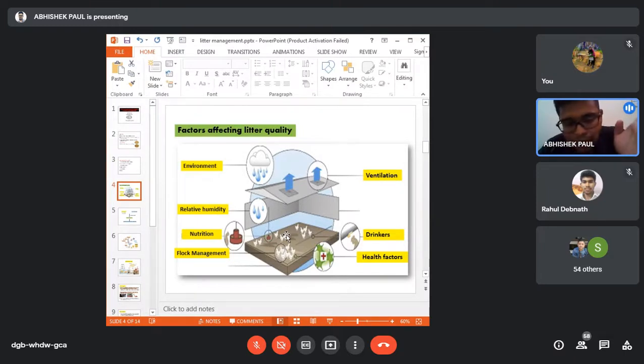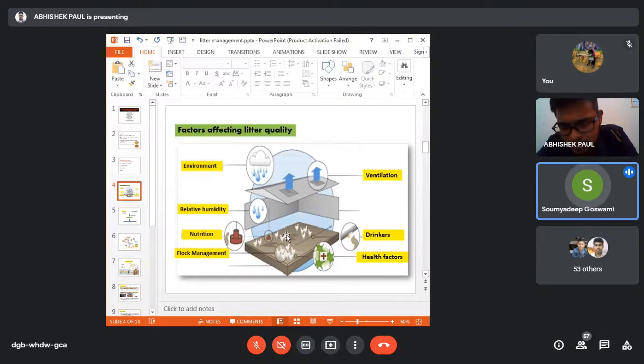Then the last one is flock management. Flock management is nothing but about crowding. Suppose you are keeping birds inside, for one bird how much space is required? Any idea? For one bird, how much space is required, like for the dairy cattle?